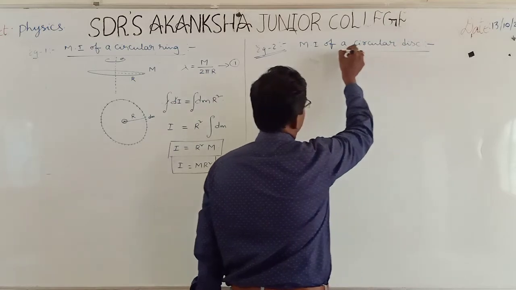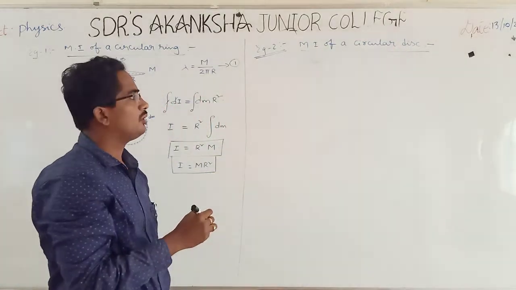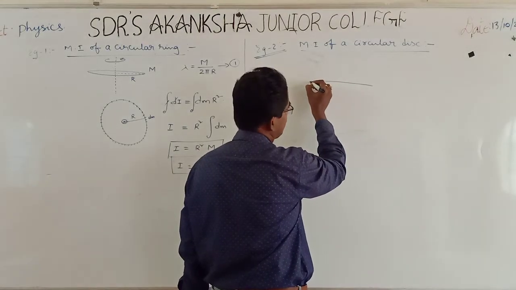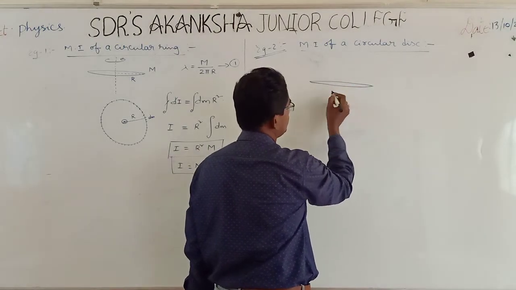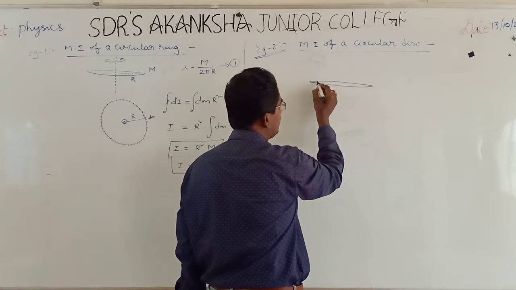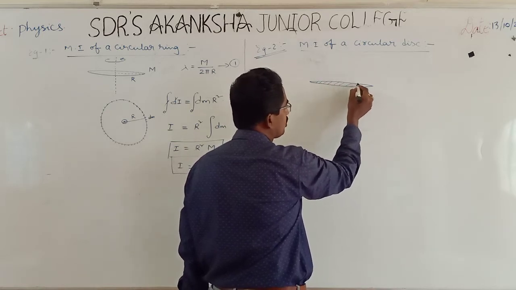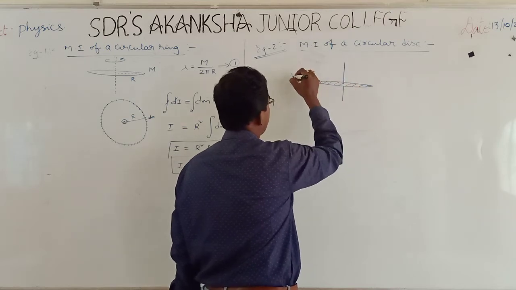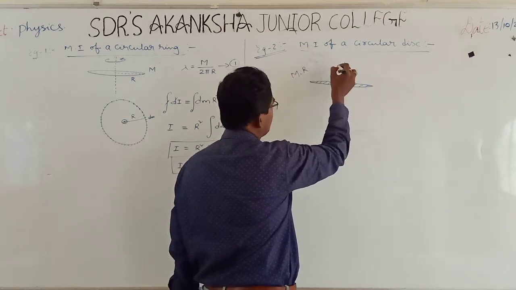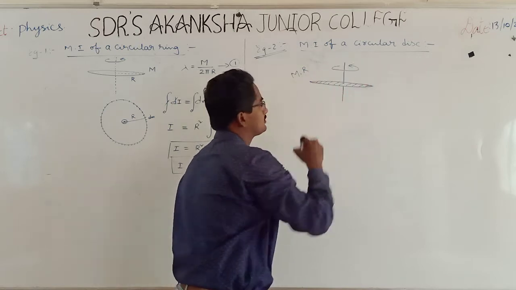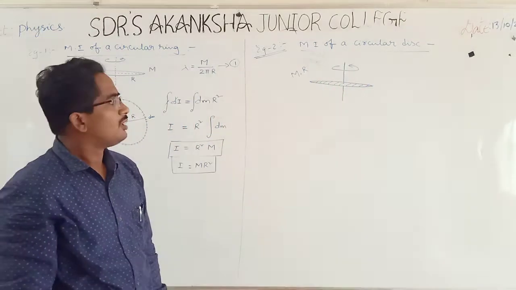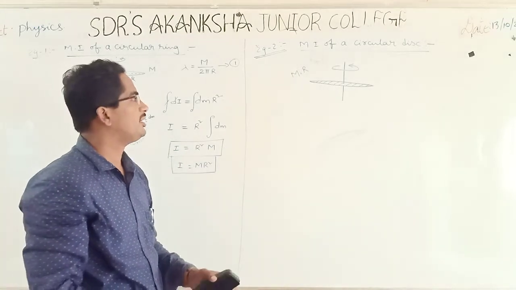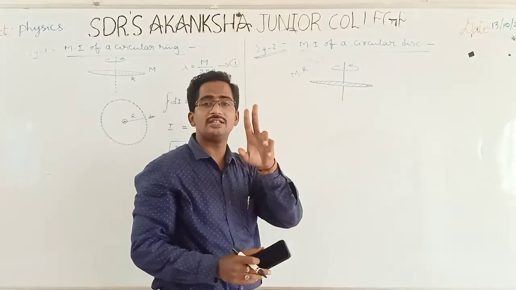So a disc is nothing but a plate, a two-dimensional object. For this one, I would like to get the moment of inertia when it is rotating about this axis. Its mass is M and the radius is R, and it is rotating about this axis. Then, what is the moment of inertia? Do remember, I already told you this is a two-dimensional object.